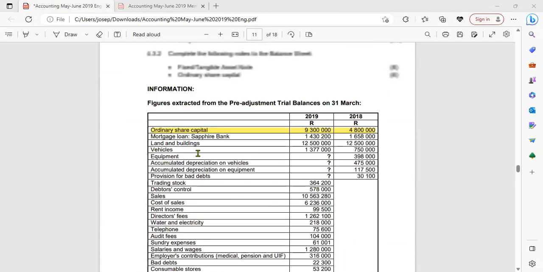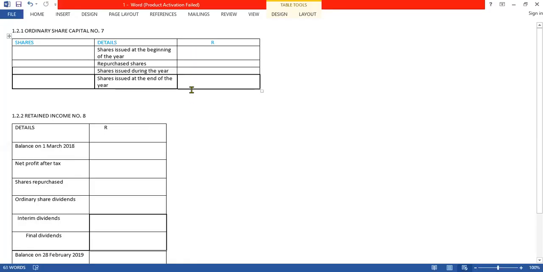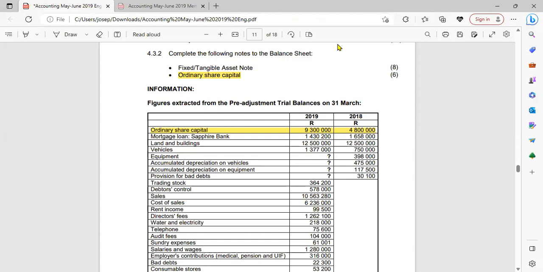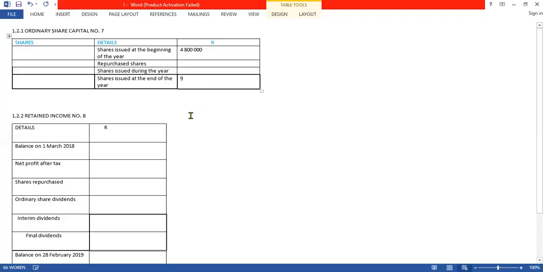I'm going to go back to information A. Okay, so right now that we have balance at the beginning and balance at the end, we're just going to record them in our answer sheet. So balance at the beginning, we have how much? 4,800,000. And for balance at the end, we have 9,300,000. We are just going to record them because they are given there.